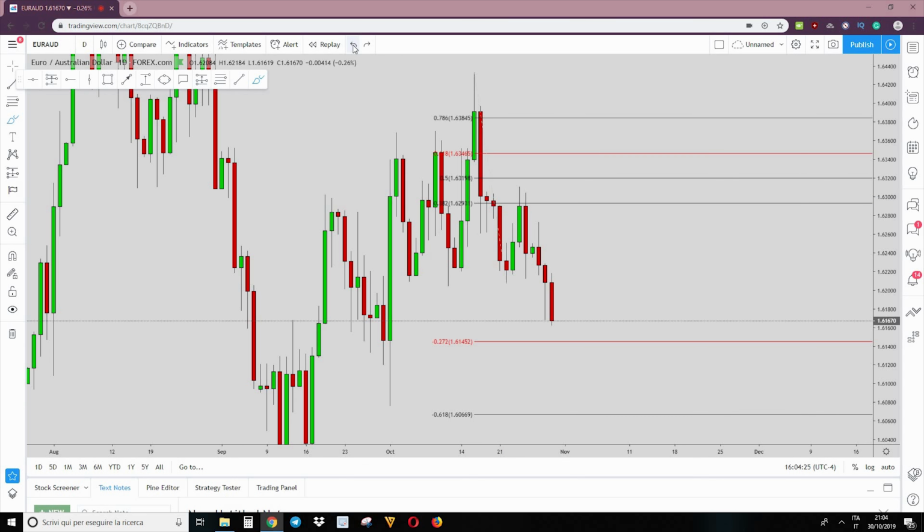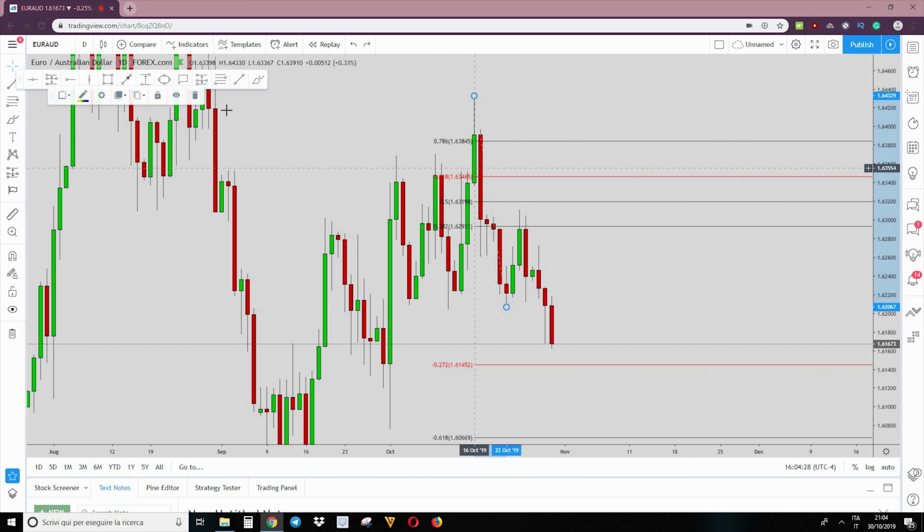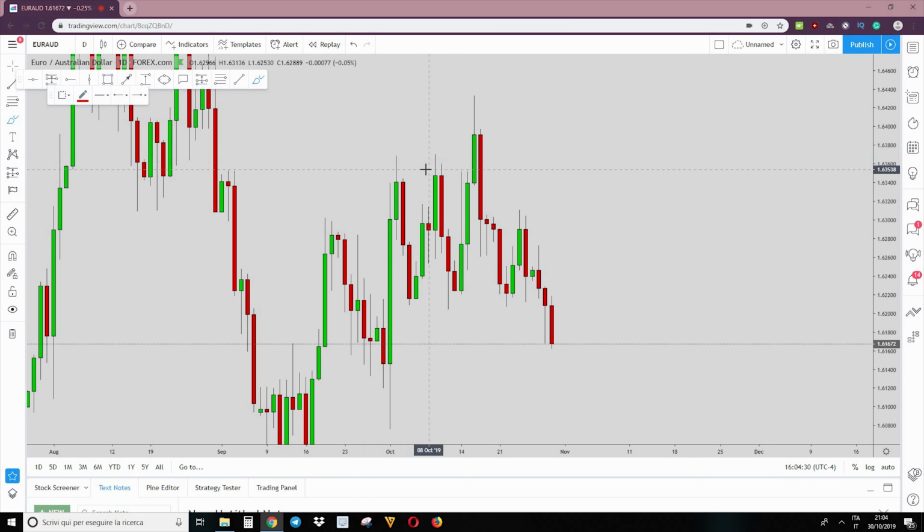Also, take into consideration that we clearly have an area, basically a pattern, head and shoulders, left shoulder, head, and right shoulder.